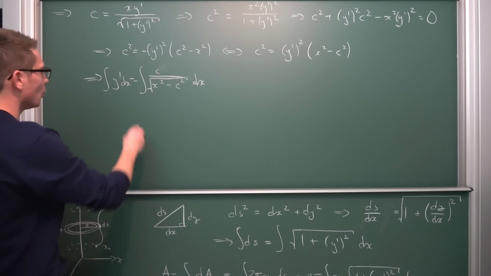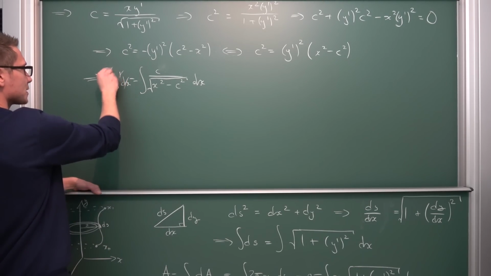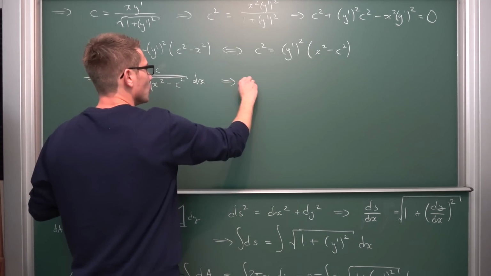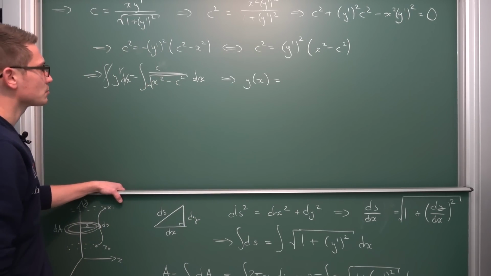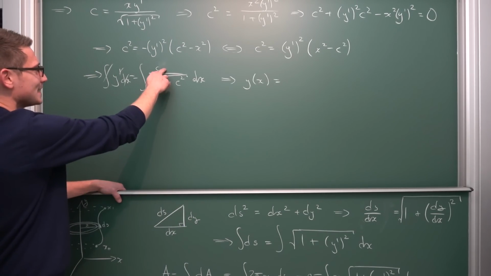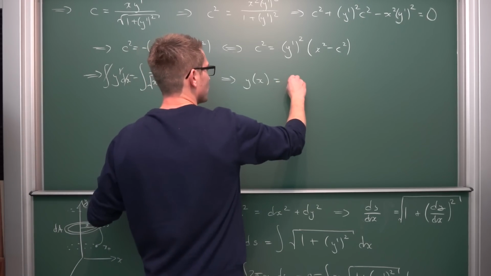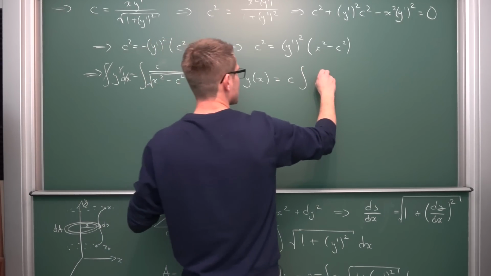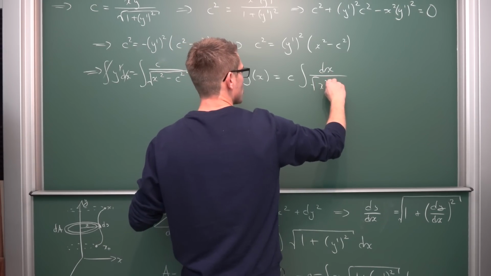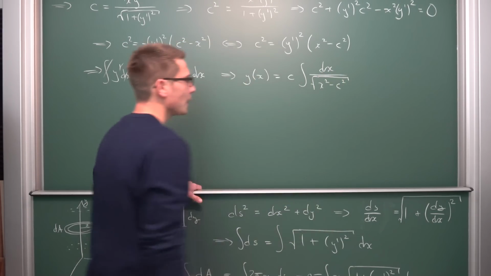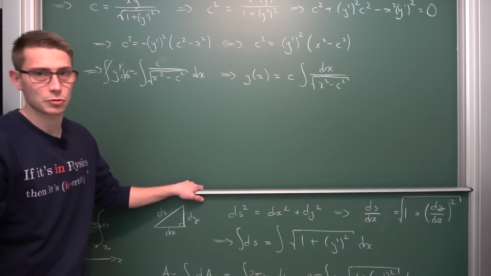Now if we do that, obviously our differentials are going to cancel out, giving us y with respect to x. Now y with respect to x is going to be equal to, okay, we get c as a constant here, let's bring it to the front, constant times the integral of dx divided by the square root of x squared minus c squared.